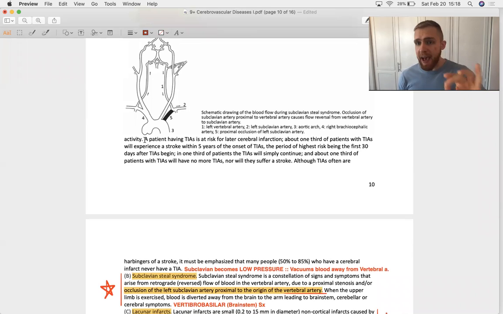A patient who has had a TIA is at risk for another one. About 1/3 of patients with TIAs will experience a stroke within 5 years of their TIA. But again, 2/3 don't. So sometimes this is just a happens type of thing.